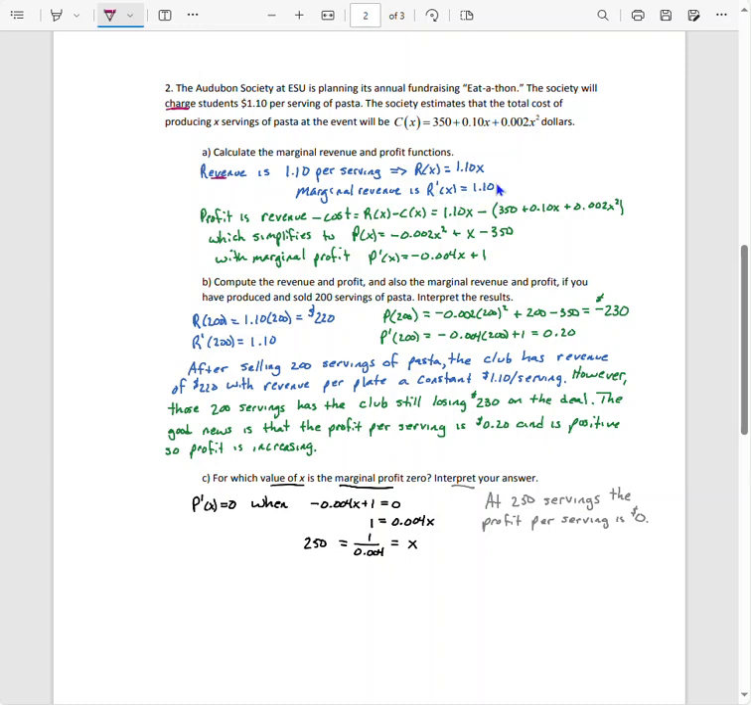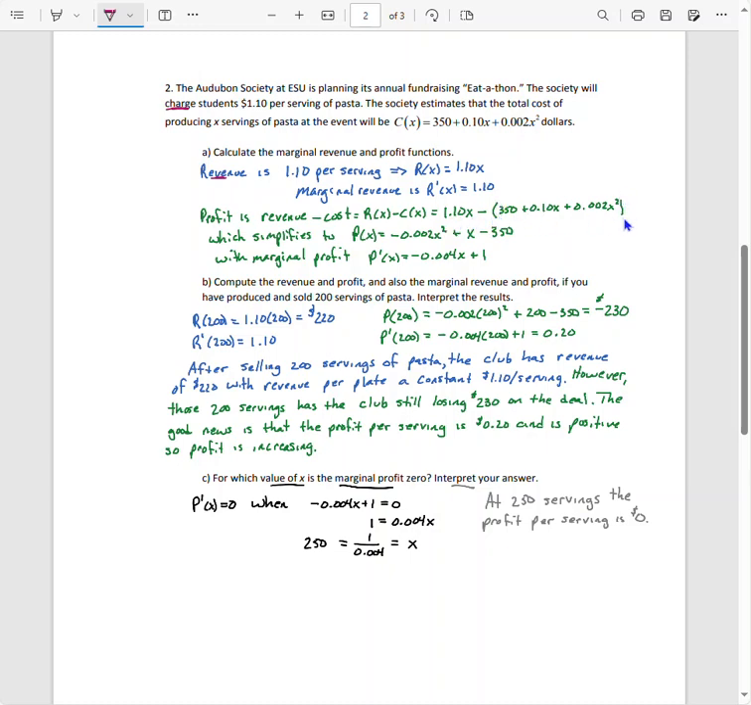How much am I going to make on this next plate? How much am I going to take in? $1.10, because that's what the next person is going to pay. But remember, profit is revenue minus cost. So I'm going to take my R of X, 1.10x, and subtract my cost function. So 1.10x minus the function given to us.